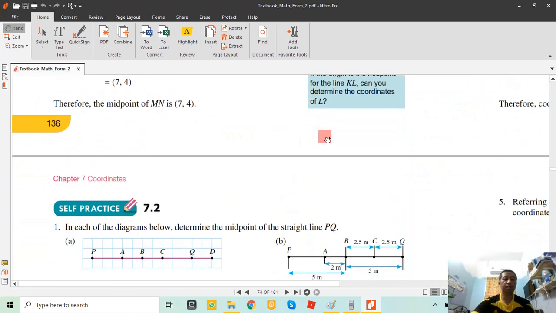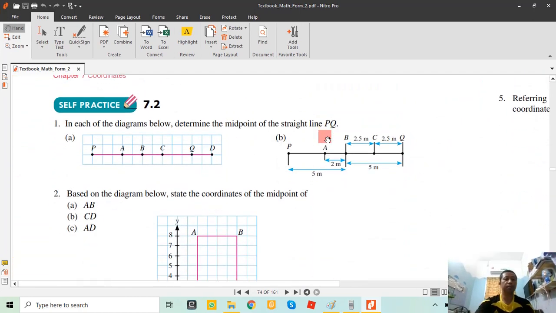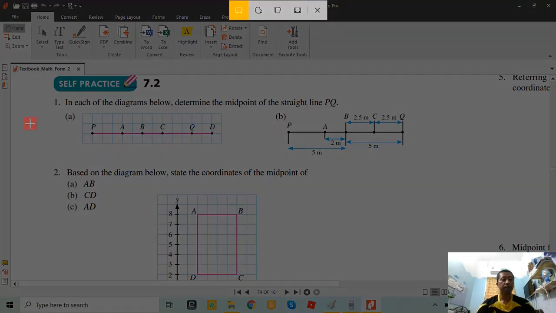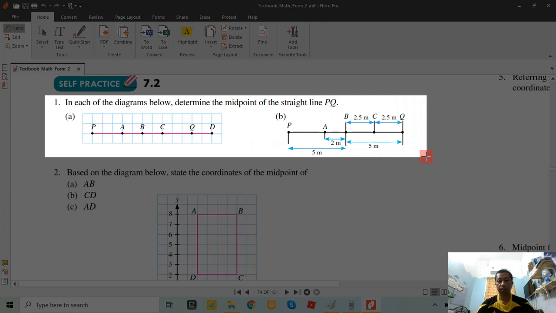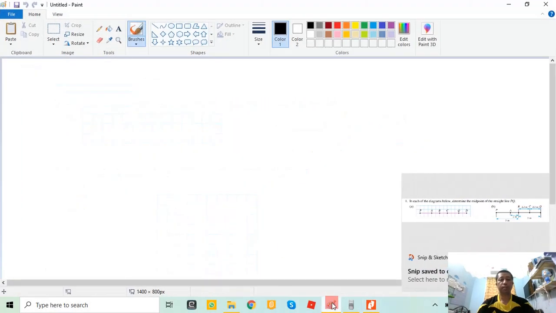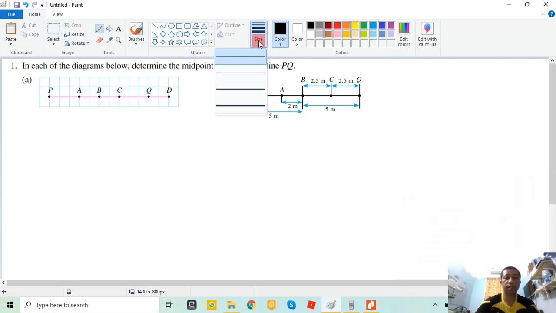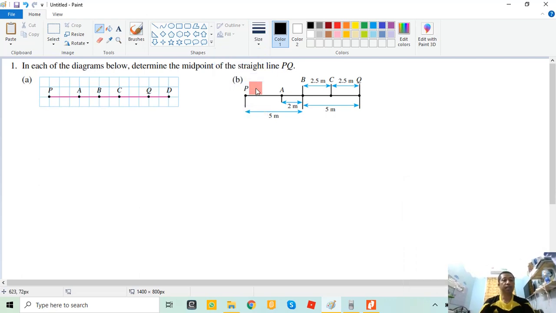Let me show you the exercise. Self-practice 7.2. Okay, and we go to question number 1. In each of the diagrams below, determine the midpoint of the straight line PQ. Okay, so I think better if I copy this one. Okay, let me copy this one. Okay, and put the pen. Okay, so let me write for you. So in each of the diagrams below, determine the midpoint of the straight line PQ.